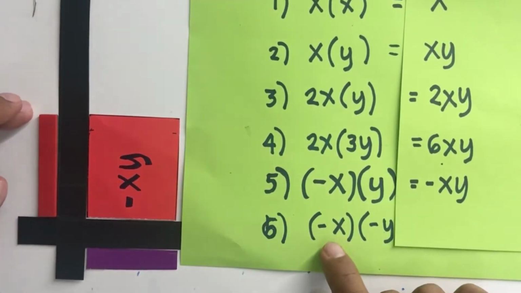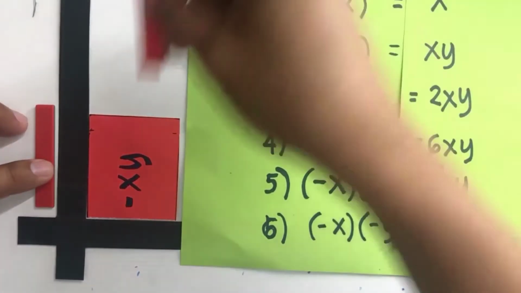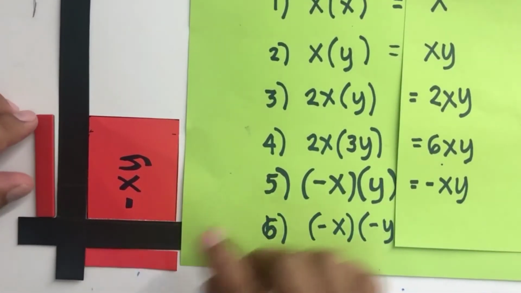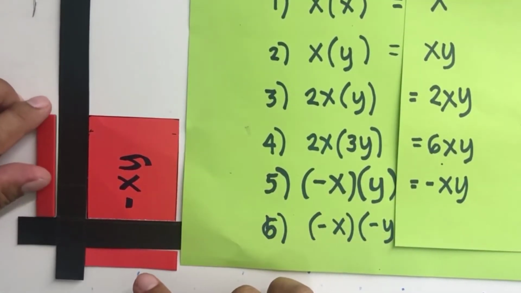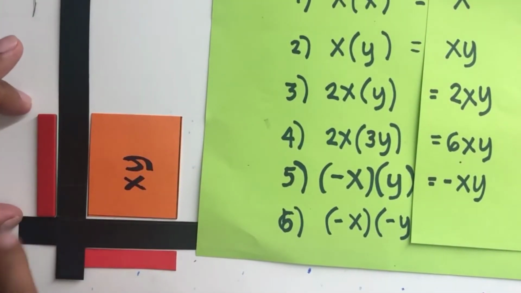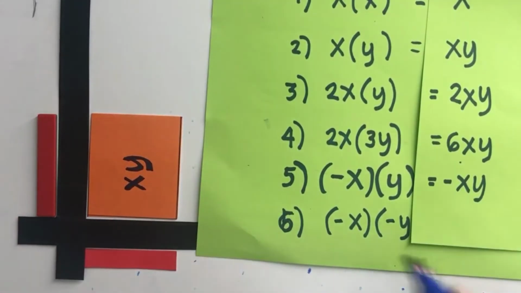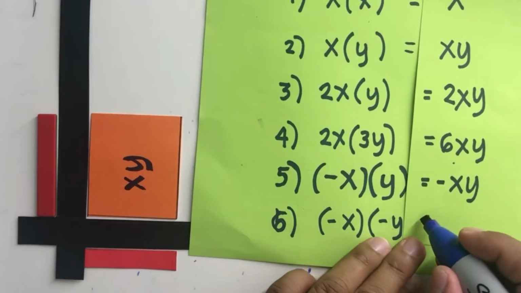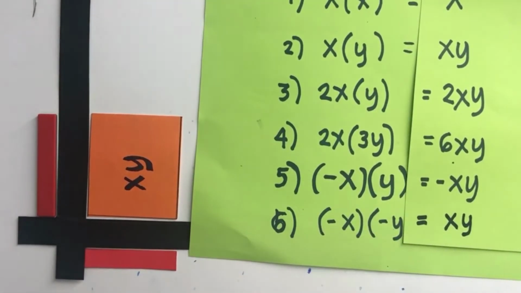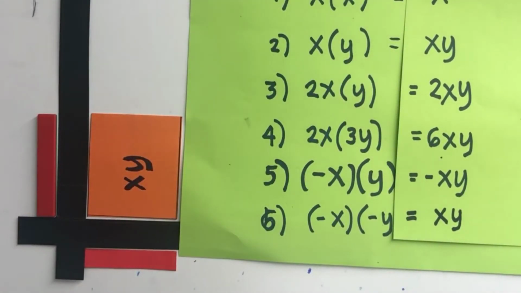So when you have negative x times negative y, you have negative x represented by this red, and negative y is a little shorter than x in our symbolism, but it doesn't mean that y is always less than x. It's just a way for us to differentiate the two lengths. So we have negative x times negative y, the area would be positive xy. So negative times negative is positive, x times y is xy. So we have positive xy. So those are our representations of multiplication of monomial times monomial.